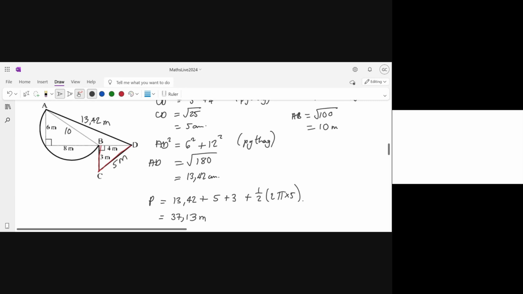What needs to happen there at the end? We need to take that and times it by 100. That's it. Multiply by 100. Good. Multiplied by 100 will give us 3713 centimeters. There we go.